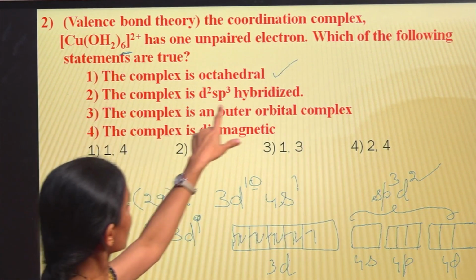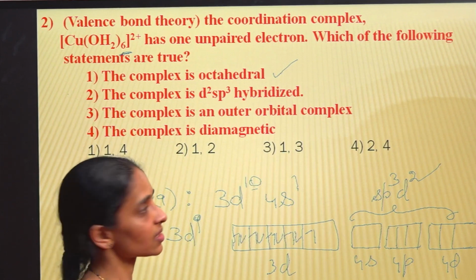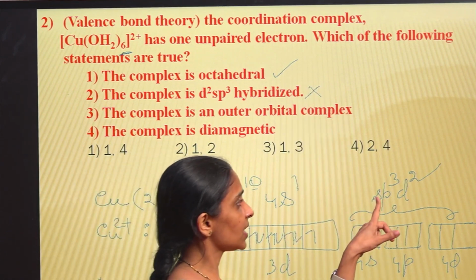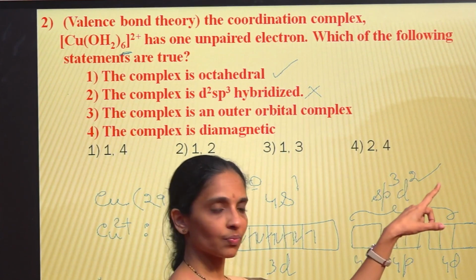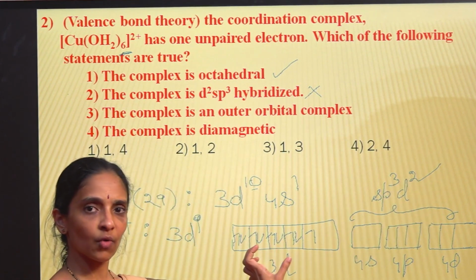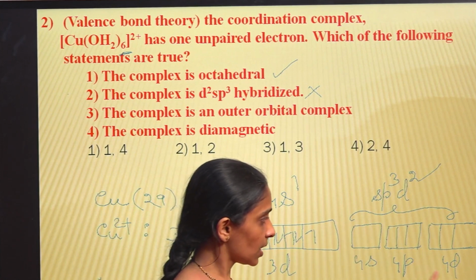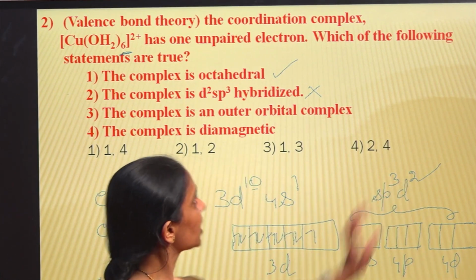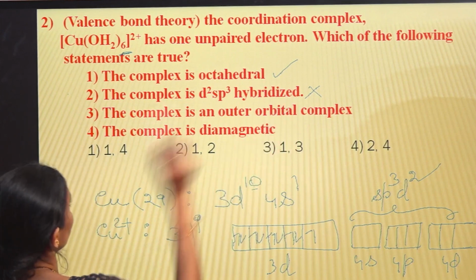The complex is d2sp3 hybridized. That is wrong because it is not d2sp3, it is sp3d2. 3d orbitals are not involved in the hybridization. Instead, 4d orbitals are involved. That is why sp3d2. So this one is wrong.